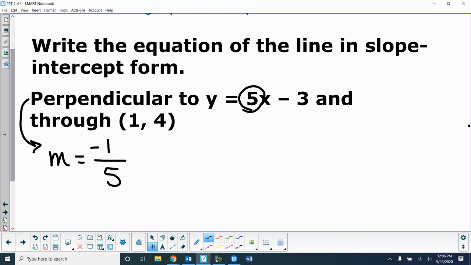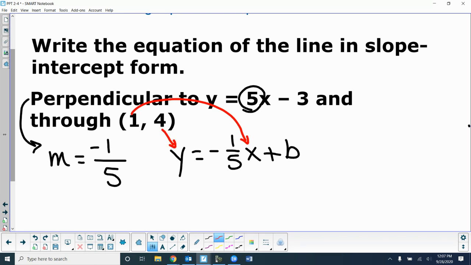Okay? 2 ways to do this. You can do point slope form or slope intercept. I like to do slope intercept, which is that. So I know what M is. Then I just use the point that they give us and substitute in for X and Y. Okay? So I put my 4 here, and 1 here. And then solve for B.